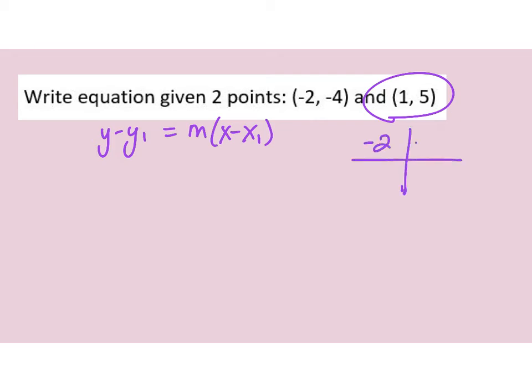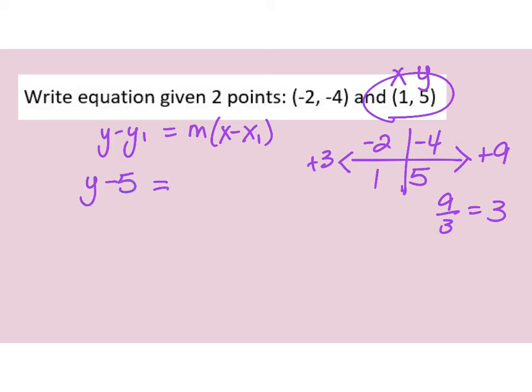So I have (-2, -4) and (1, 5). My change in y is a plus 9, while my change in x is a plus 3. So my slope would be 9 over 3, or just 3. So when I go to write my equation, this is the x, this is the y. So I have y minus 5 equals 3 times x minus 1.